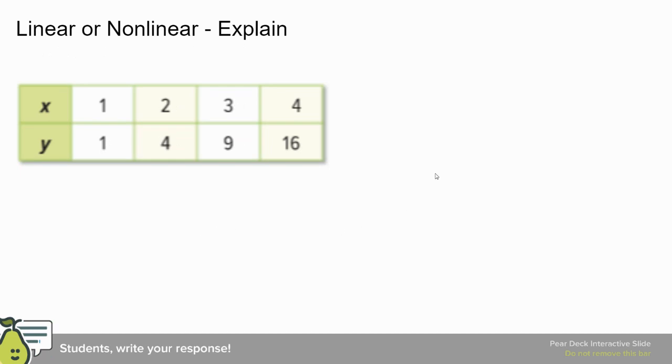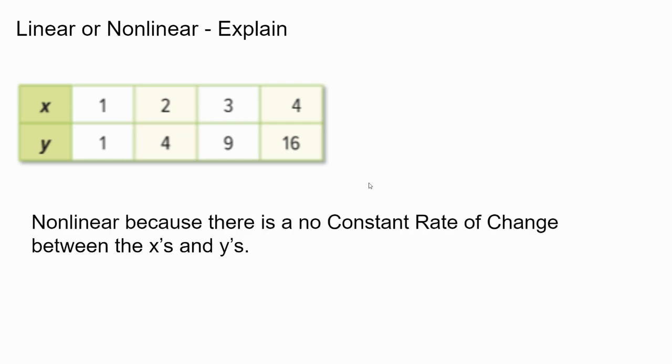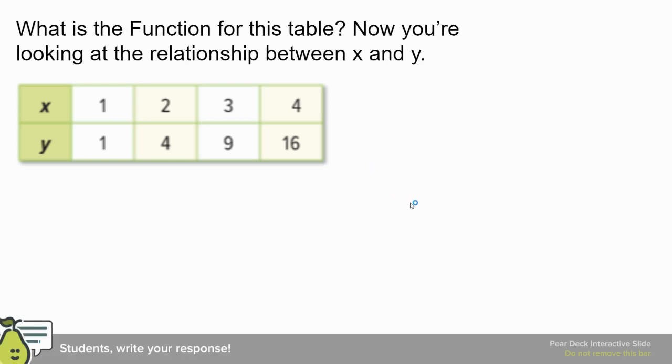Linear or nonlinear? Explain. Okay, you should have chosen nonlinear because there's no constant rate of change between the x's and the y's. Plus 1, plus 1, plus 1, plus 3, plus 5, plus 7. That's not constant. What is the function for this table?